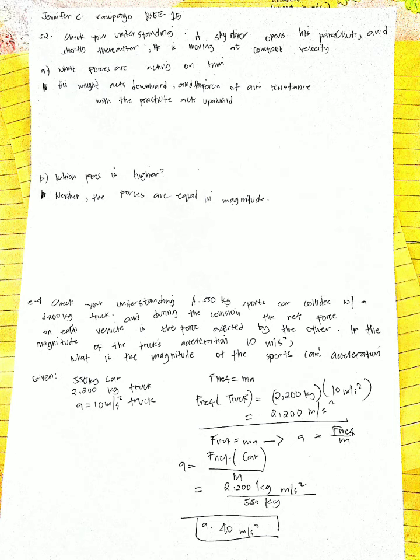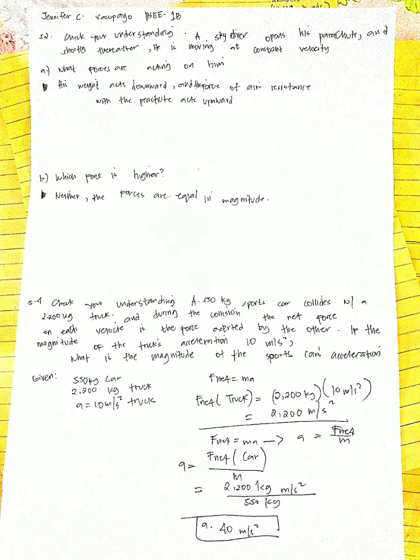5.4 Check your understanding. A 550 kilogram sports car collides with a 2,200 kilogram truck, and during the collision, the net force on each vehicle is the force exerted by the other. If the magnitude of the truck's acceleration is 10 meters per second squared, what is the magnitude of the sports car's acceleration? So, given 550 kilogram car, 2,200 kilogram truck, and the acceleration equals 10 meters per second squared of the truck.